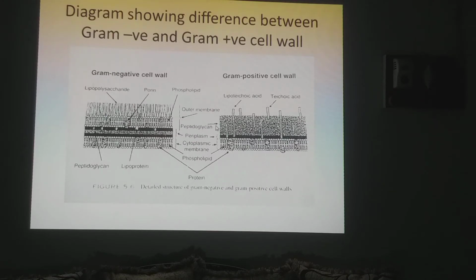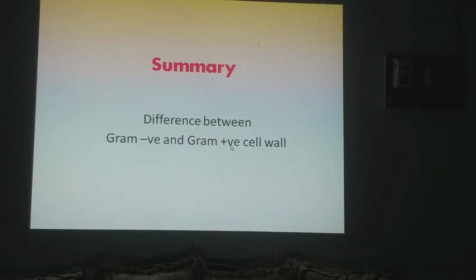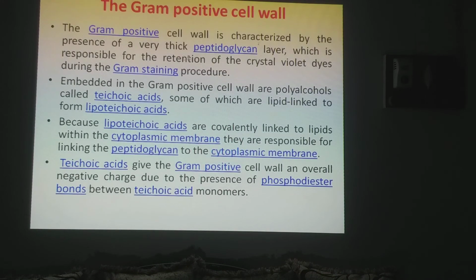Here the teichoic acid material is there, and this is rich in lipid. In summary, the gram-positive cell wall is characterized by the presence of peptidoglycan, which we have already studied, and by lipoteichoic acid and different lipids that are covalently linked with the other lipids. Teichoic acids give the gram-positive cell wall an overall negative charge due to the presence of phosphodiester bonds between teichoic acid and monomers.